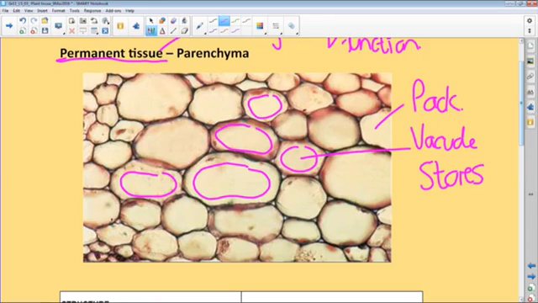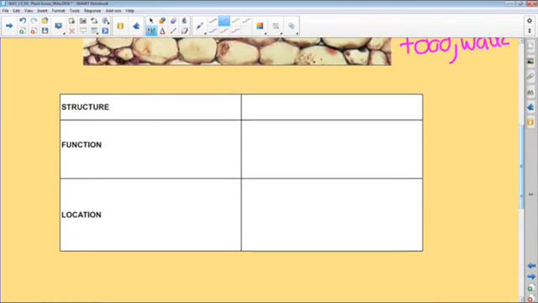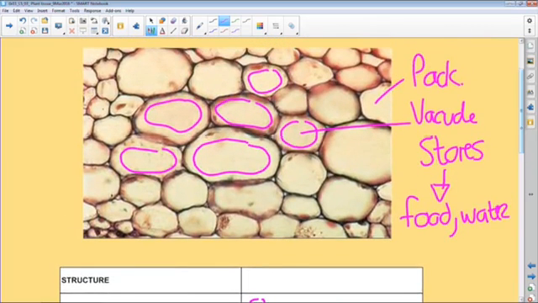Now this tissue, we notice, we're looking at it, and we see it has these large, big vacuoles. Right, now as I said to you, a vacuole stores things. What does a vacuole need to store? A vacuole needs to store food or water. Okay, so if we have a look at our table, what would the function be? One of the functions would be storage. Okay, but what we need to store, when I say we're looking at food, what do we need to store?